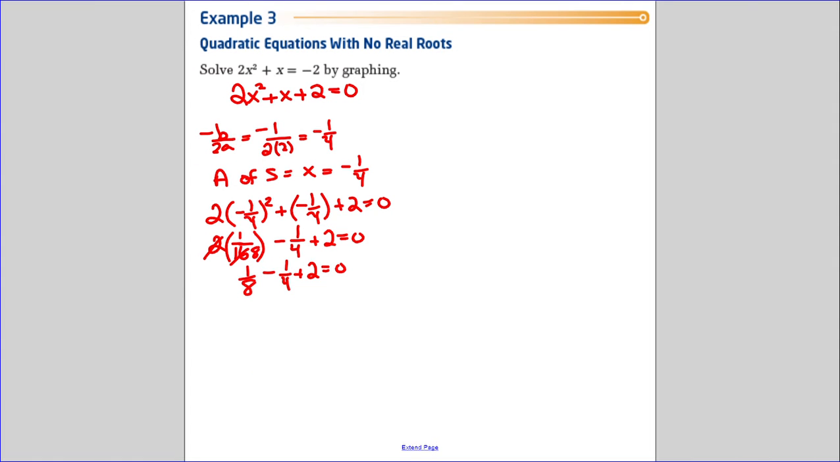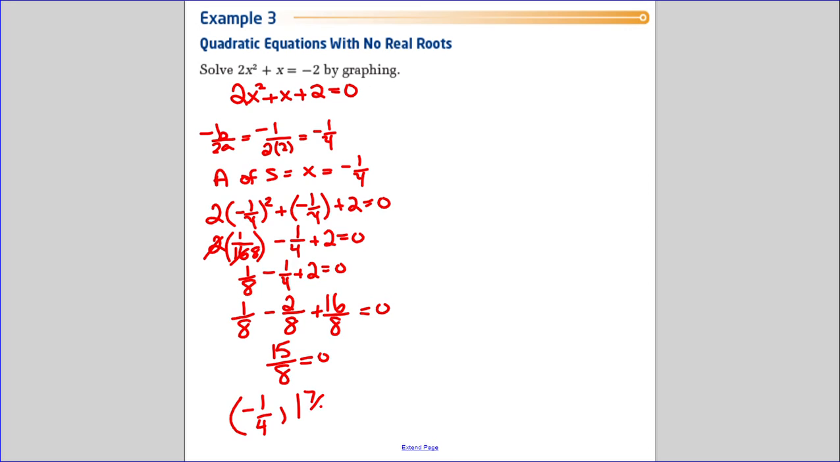Now I need common denominators for this, so I'm going to make an eighth minus 2/8 plus 16 over 8. Right, 16 divided by 8 gives me 2. 2 over 8 reduces down to 1/4. And now I have common denominators. So 1 minus 2 is negative 1. Negative 1 plus 16 is 15. So 15 over 8 equals 0, which is basically just telling me where my 0 function is for this. Okay, so that means that I have a vertex of negative 1/4, comma, 15 over 8, right?